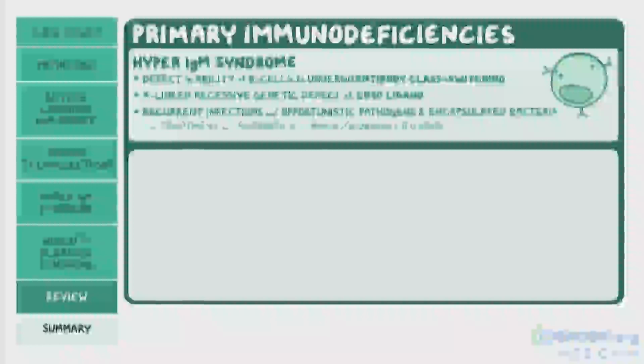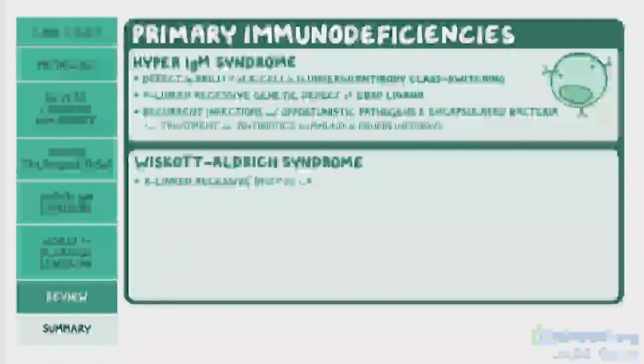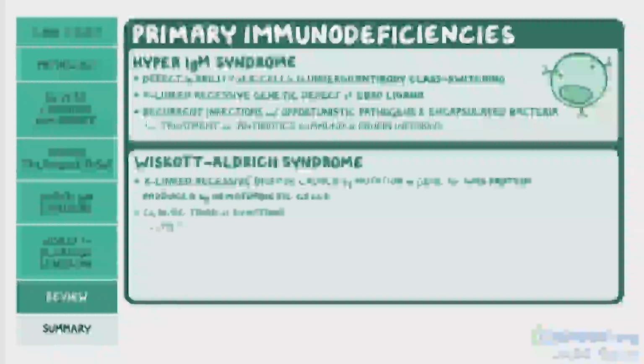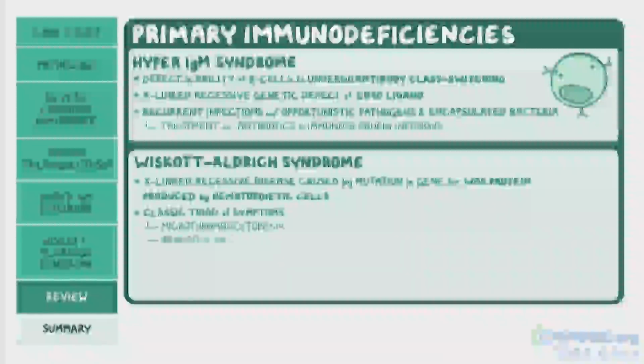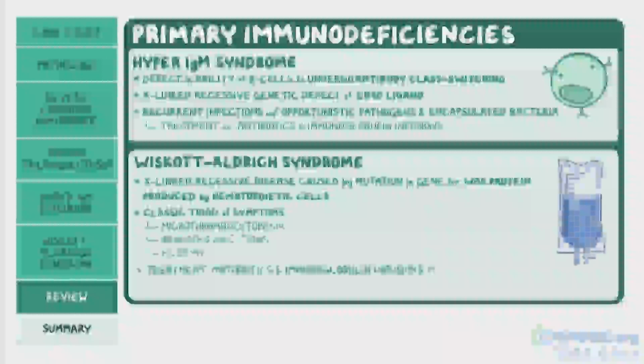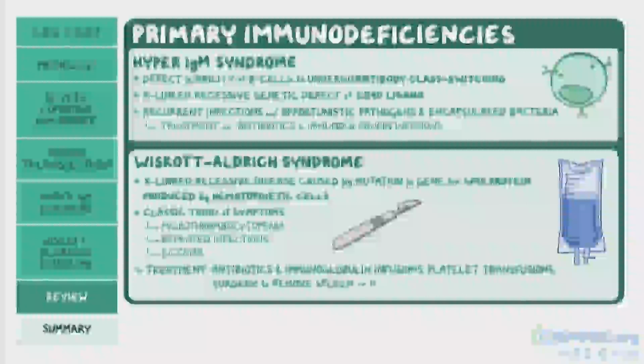Finally, Wiskott-Aldrich syndrome is an X-linked recessive disease caused by a mutation in the gene coding for WAS protein, which is produced by hematopoietic cells. The classic triad of symptoms includes microthrombocytopenia, repeated infections, and eczema. Treatment can include antibiotics and immunoglobulin infusions, as well as platelet transfusions, surgery to remove the spleen, or hematopoietic stem cell transplantation. Okay, back to our cases.